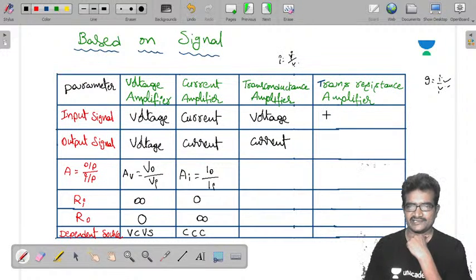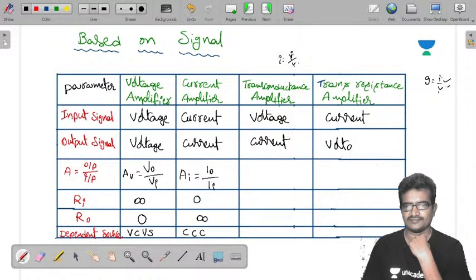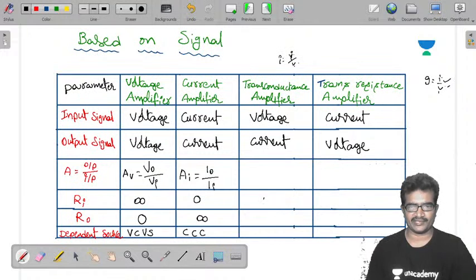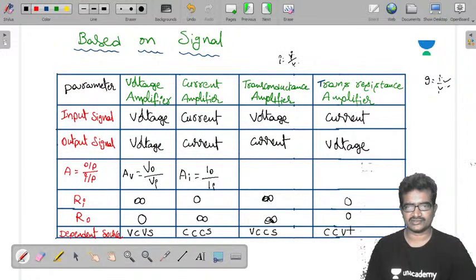Similarly here, the input is current and the output is voltage. V by I is resistance, so this is the transresistance amplifier. The input impedance of this one is infinity, and the output impedance is also infinity for the current signal. Here it is 0 and 0. On the output side you are getting current with voltage at the input, so it is a voltage controlled current source, and this one is a current controlled voltage source.